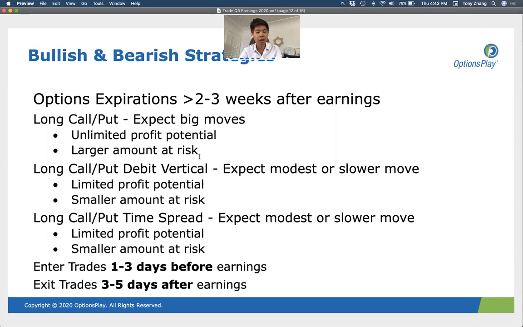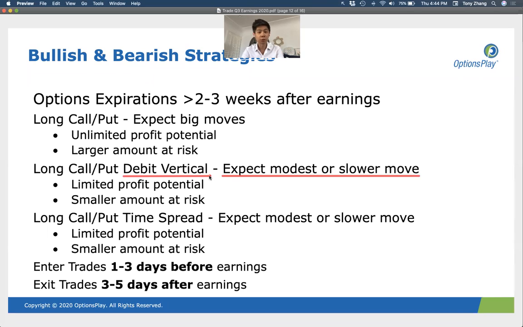So one of the things that you can do when you expect more of a modest or slower move, but you still want to be buying options, is trade a debit vertical spread. A debit vertical spread is very similar to a long call or a put, but it reduces the cost of the trade, it reduces the amount of risk, it reduces the amount of capital that is required to enter the trade, and the trade doesn't have to move as far in order for it to be profitable. So you have a higher probability of profit.